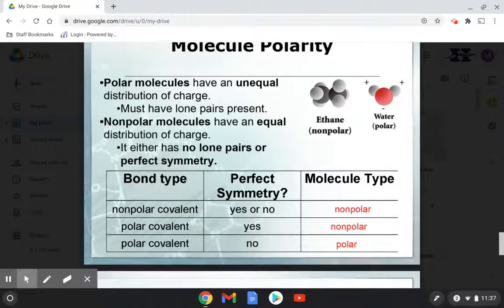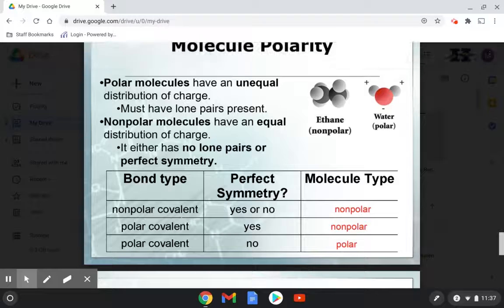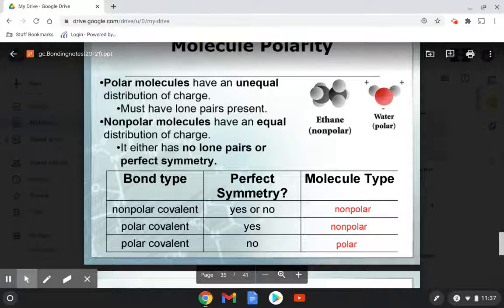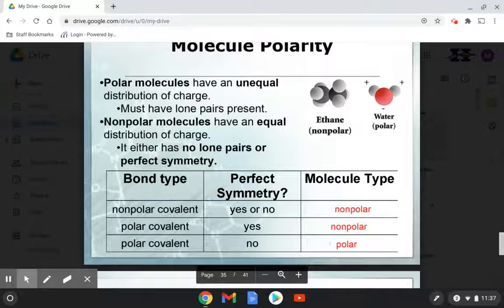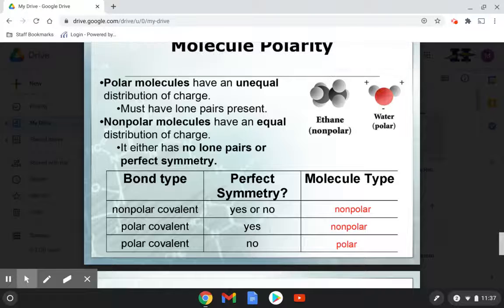Okay, so nonpolar covalent, perfect symmetry, yes or no, and the molecule type is nonpolar. Polar covalent, perfect symmetry, yes: molecule type nonpolar. Polar covalent, perfect symmetry, no: polar, yes. So every nonpolar covalent bond is going to create a nonpolar molecule type. Polar covalent, if it has perfect symmetry, is nonpolar. And polar covalent with no perfect symmetry, we're looking at a polar molecule.